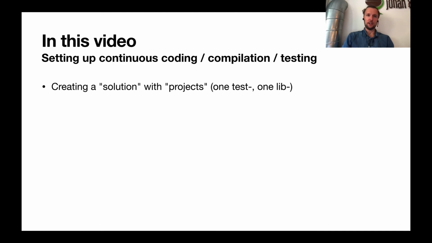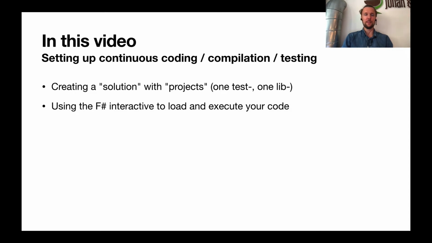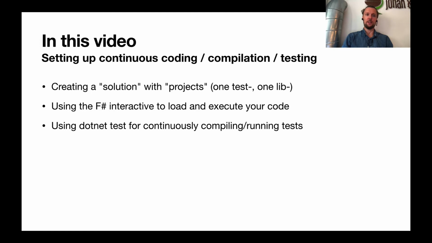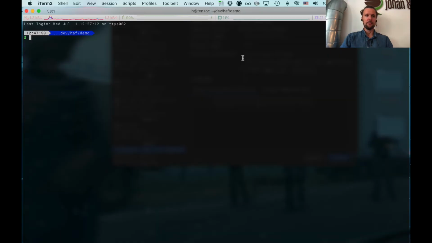We'll start by looking at how to create a solution, being something that contains multiple projects, and we'll have one project for testing and one project for your code itself. We'll use the F# interactive to load and execute your code, and then .NET Test and .NET Watch for continuously compiling and running your tests. We're going to use the IDE called Rider, which I prepared here.